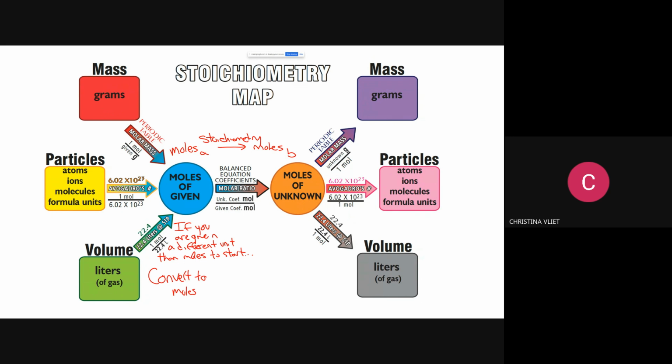And then you have moles of B, but what if you weren't asked for moles of B? You could be asked for grams, which we already discussed last class how to do. You could be asked for atoms, molecules, formula units, ions, or you could be asked for volume at STP.